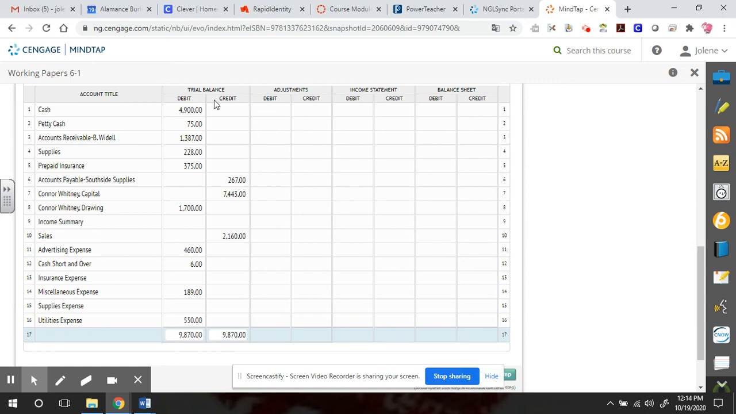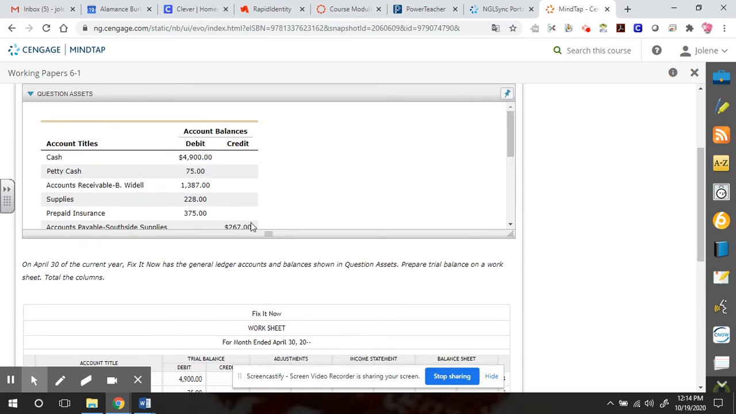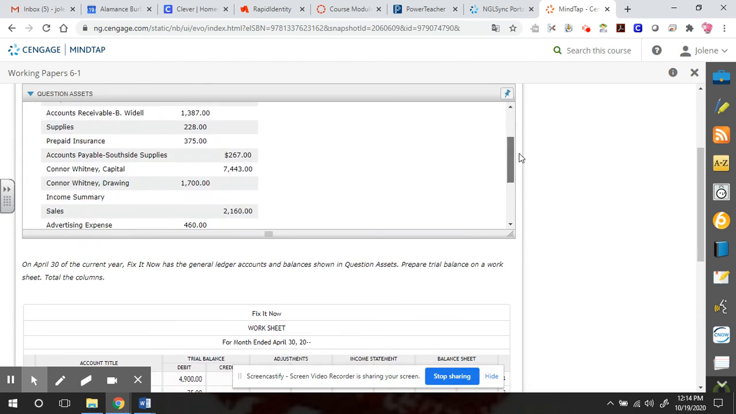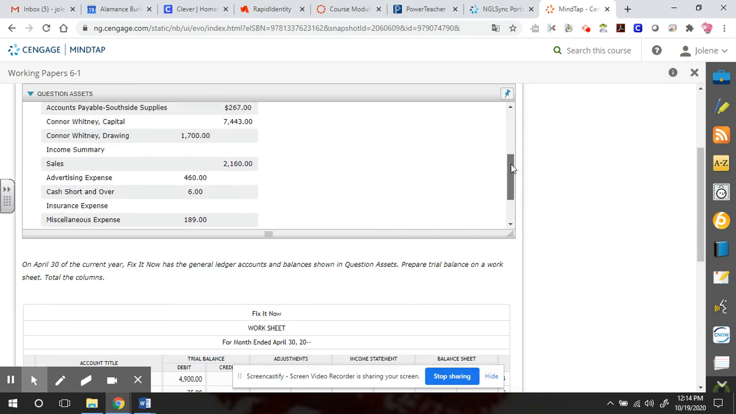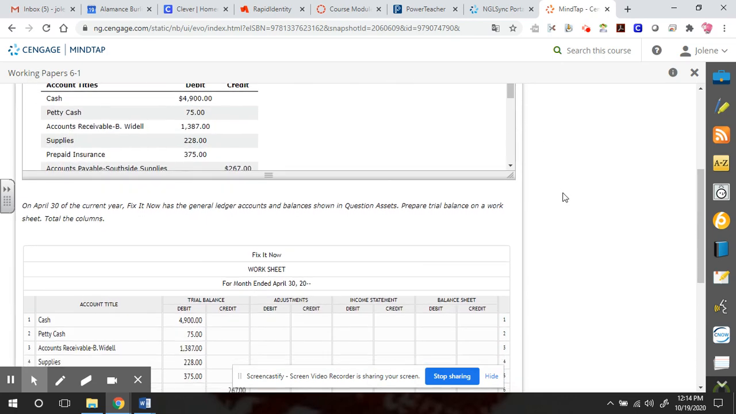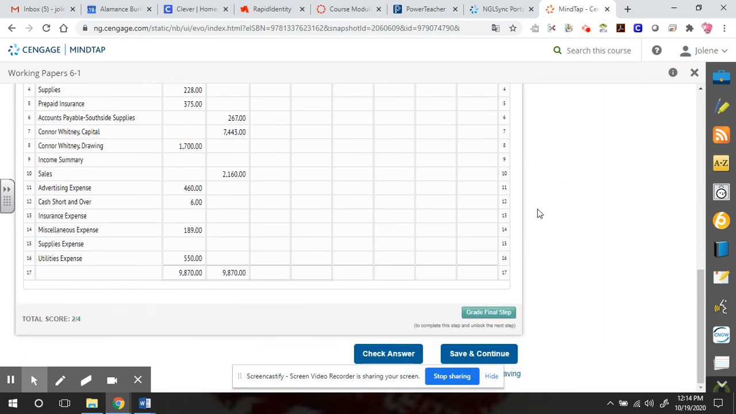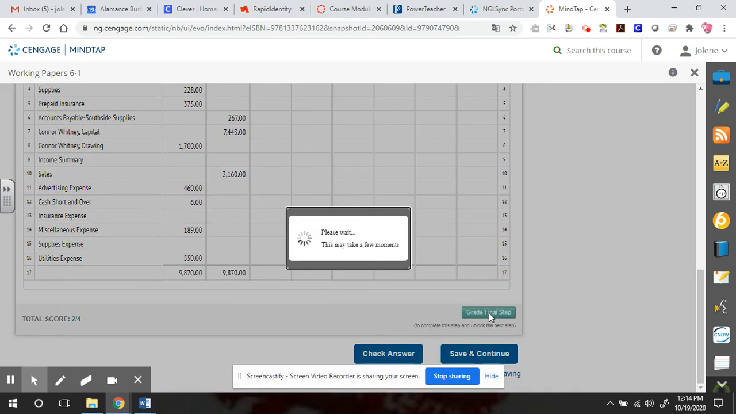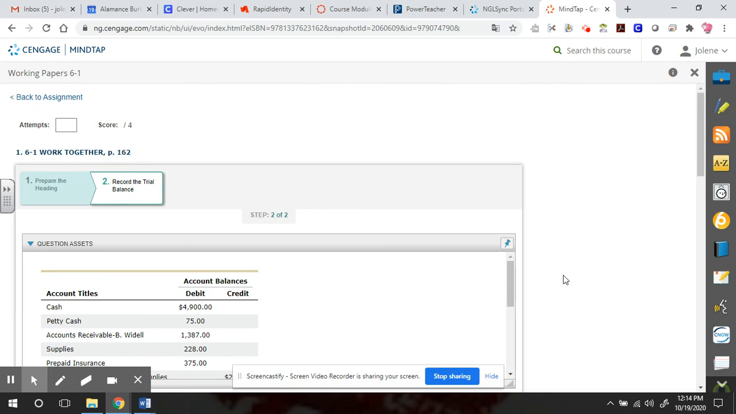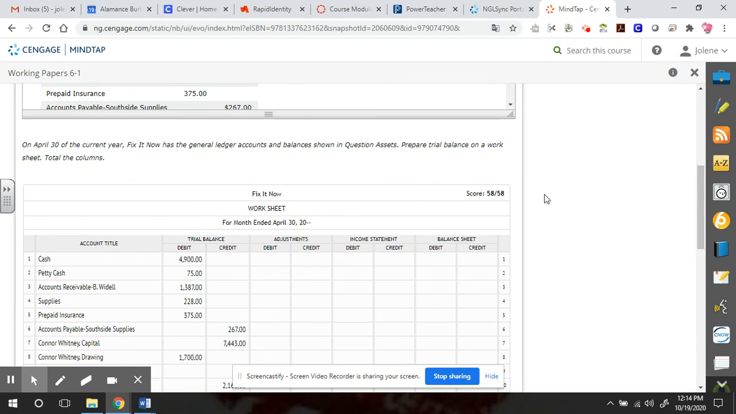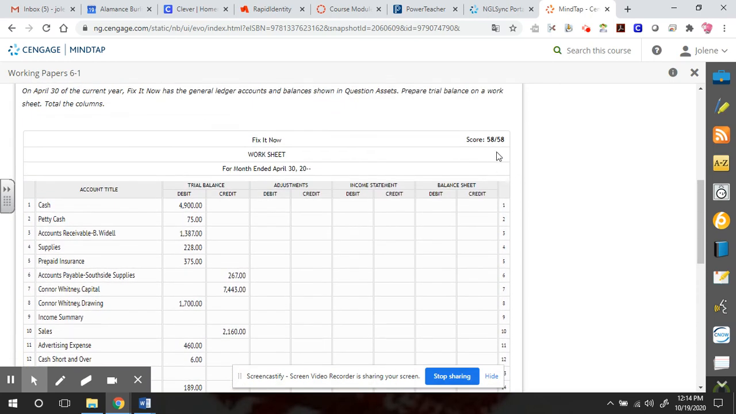This is a trial balance. This is not the end. This is just the trial. We took these numbers from what they gave us, that they had in their records. So that's all there is to 6-1. I'm going to click here, final step. And right here, I see a score of 58 out of 58.